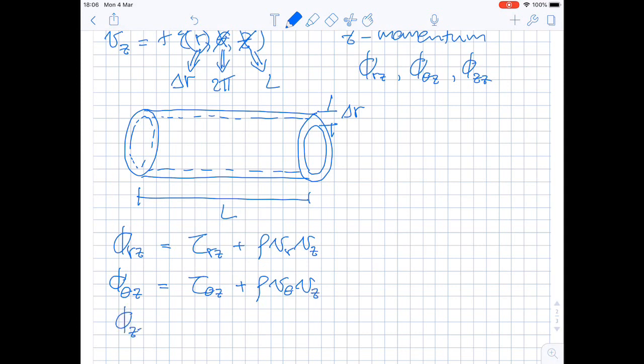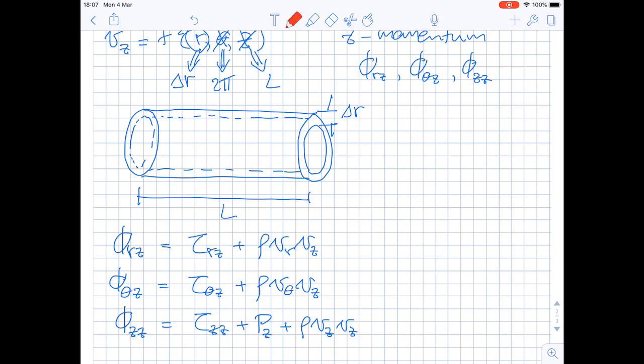Lastly, VZZ is supposed to be the molecular transport part, tau ZZ, and then whenever we have the same subscript, we need to add pressure in the Z direction plus convective transport, rho VZ.